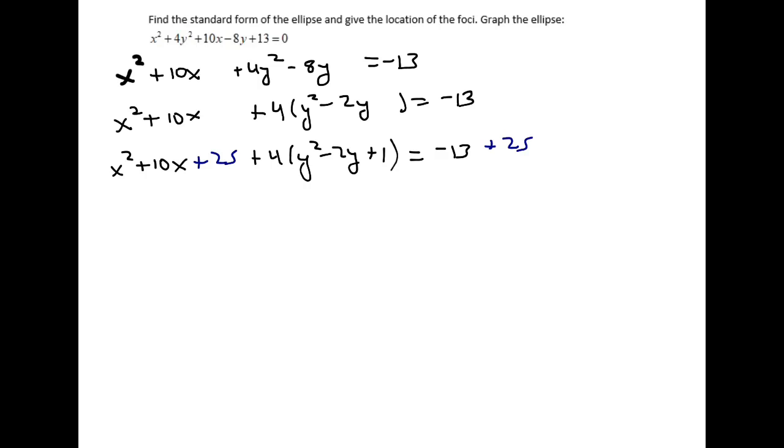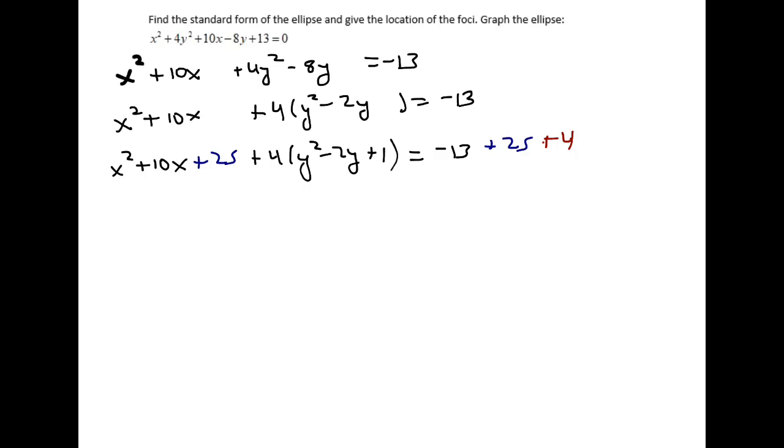Okay? But here's where you got to be careful. You do not want to add 1 on the other side, because we actually factored out a 4. So really, what are we adding? We're not just adding 1 on the left side. We're adding 4 times 1, or just 4. So that means we need to add 4 on the other side.